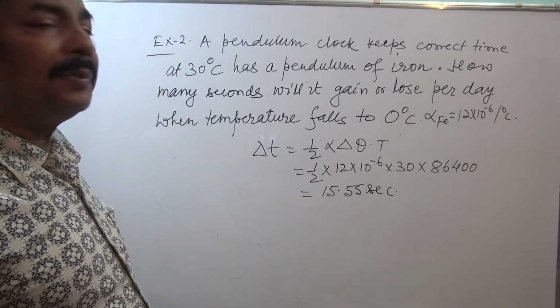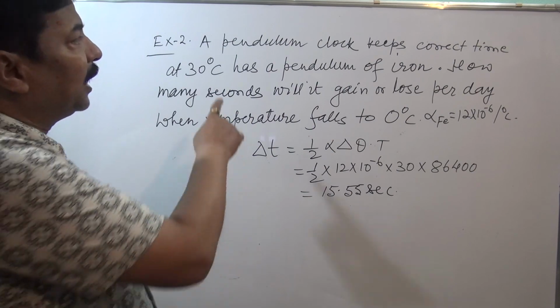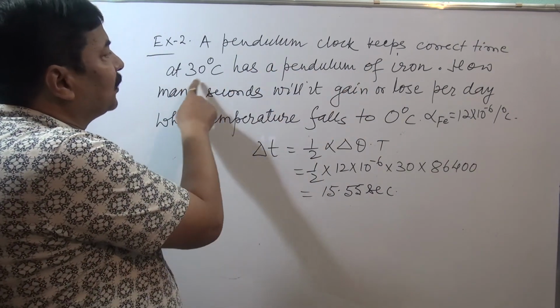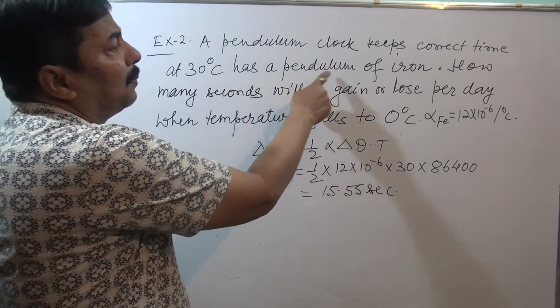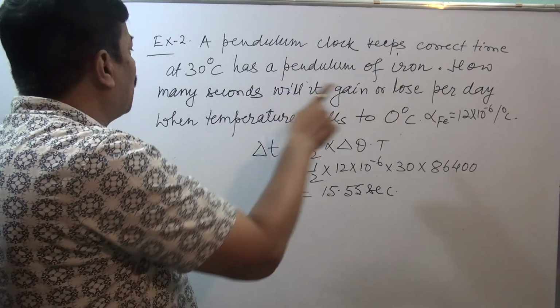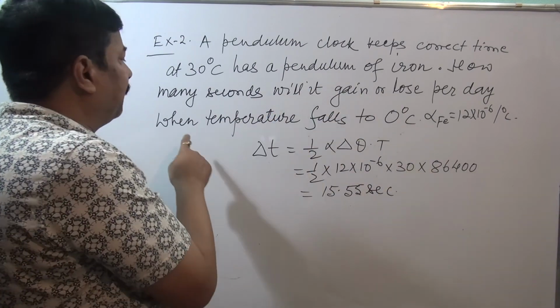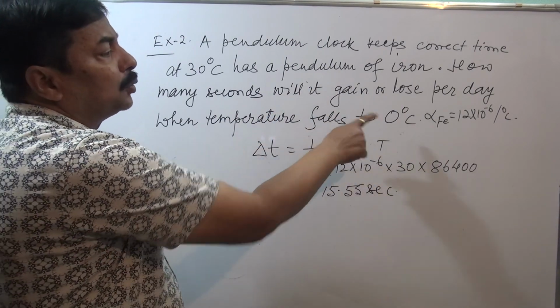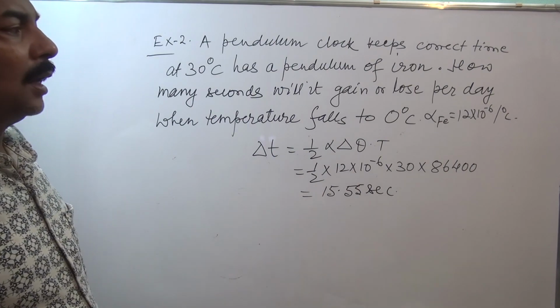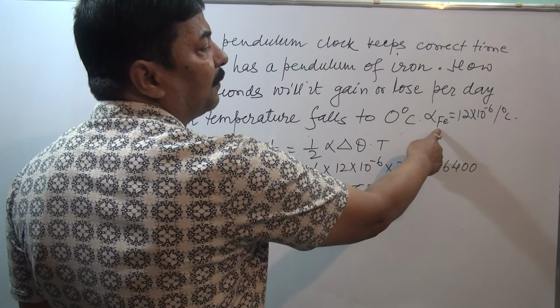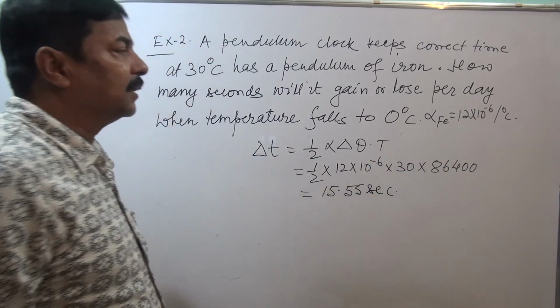The second example that I am going to discuss with you: here the pendulum clock keeps correct time at 30 degrees centigrade and has a pendulum of iron. How many seconds will it gain or lose per day when temperature falls to 0 degree centigrade? Here the coefficient of linear expansion alpha iron is given 12 into 10 to the power minus 6.